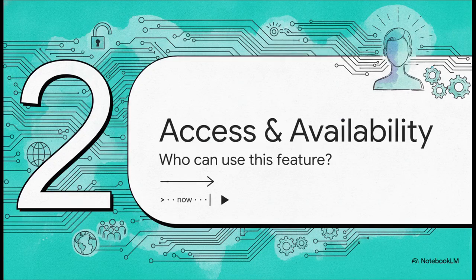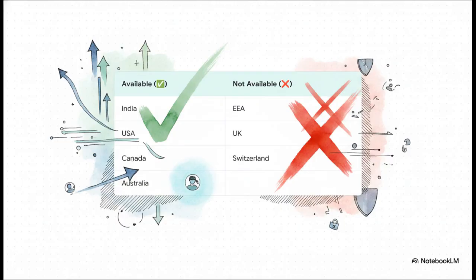Moving right along to section 2, access and availability. Who can actually get their hands on this feature right now? Google is rolling this out strategically. Right now, it's available in countries like India, the US, Canada, and Australia. So if you're tuning in from India or North America, great news, you can go ahead and use this right now. But because of different data regulations, it's not yet available in the European Economic Area, the UK, or Switzerland. Always double check your region, but for a lot of you, you're good to go.